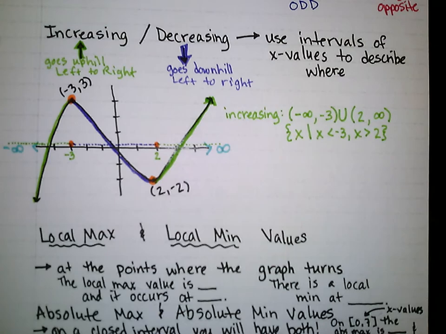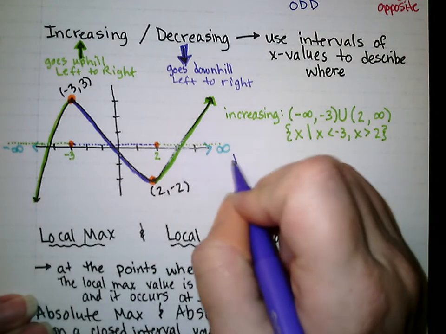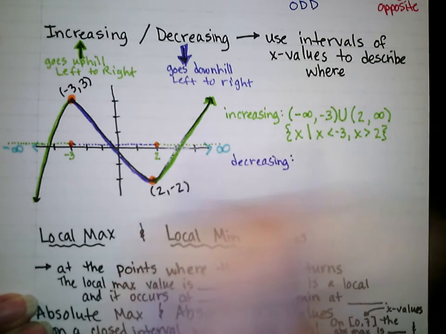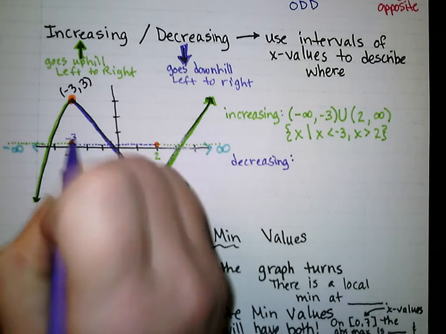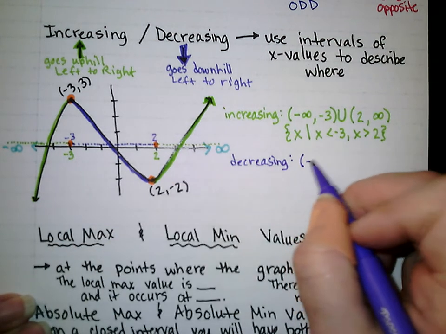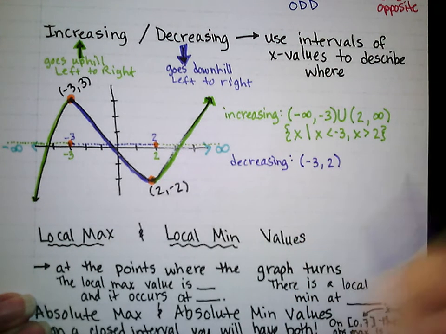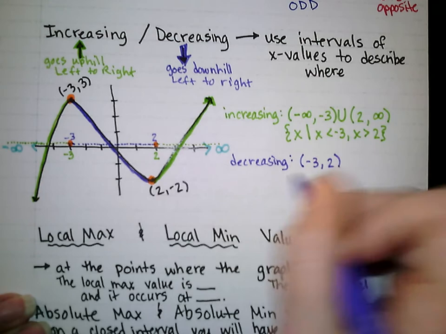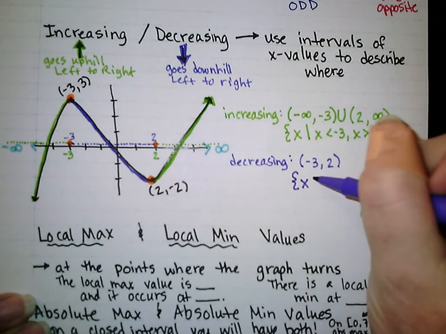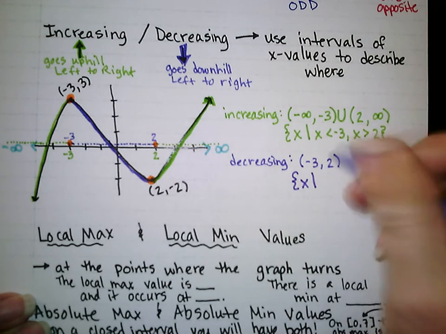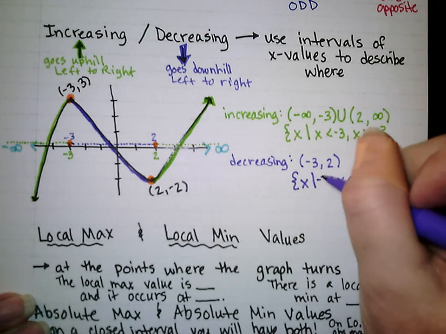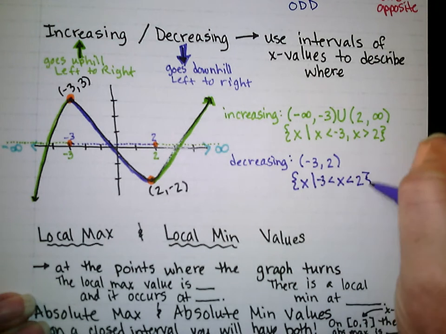And then likewise for decreasing. Decreasing is where our function is going downhill, and that is in between the values of -3 and 2. At -3 and 2, it's turning around, so we're not going to include those. And set builder notation would be all the values of x, the set of all numbers x, such that x is trapped between -3 and 2.